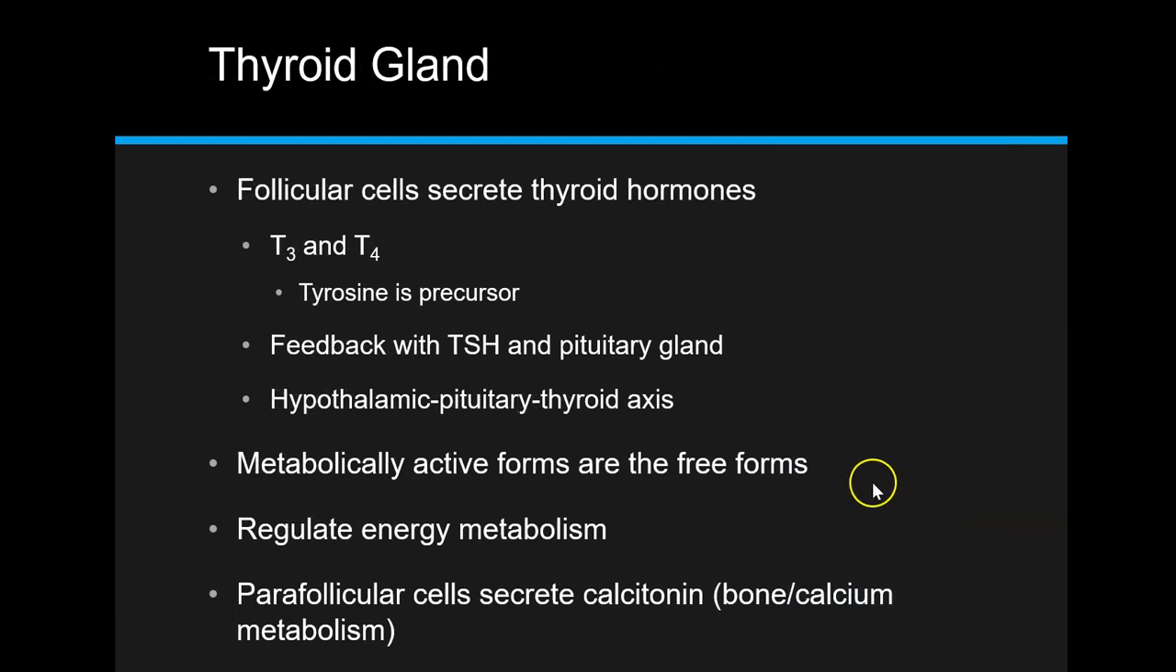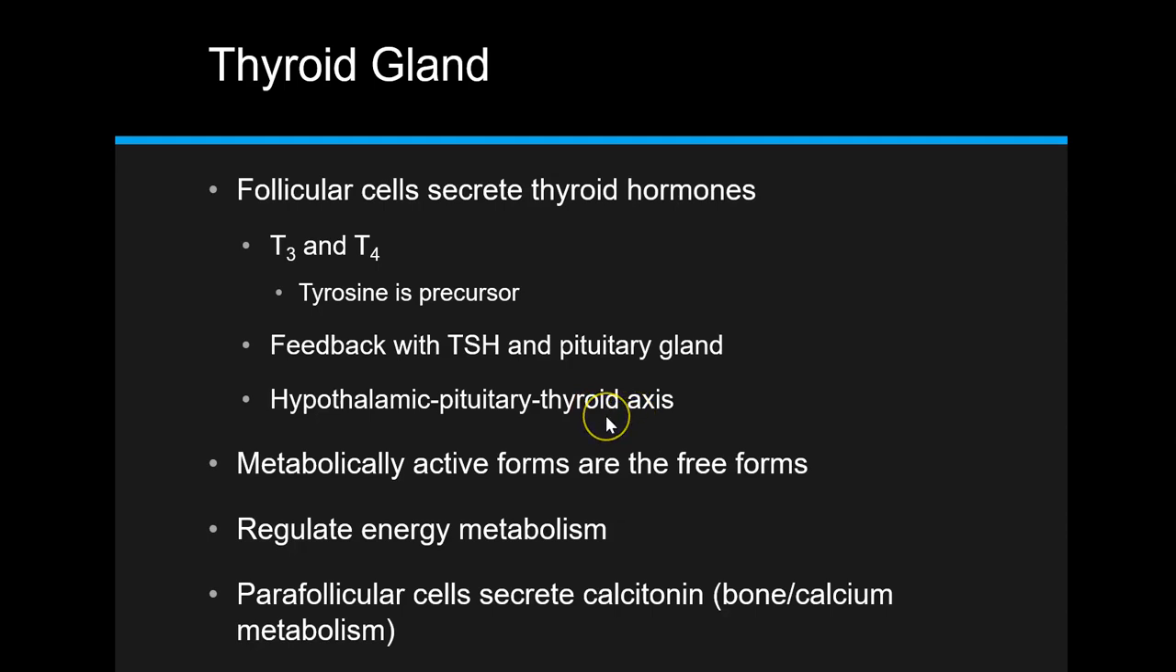Okay, so let's move on to the thyroid gland. So the follicular cells of the thyroid secrete thyroid hormones in the form of T3 and T4. The precursor of T3 and T4 is tyrosine, and their production is maintained by a feedback loop with TSH in the pituitary gland, and that is referred to as the hypothalamic-pituitary-thyroid axis.